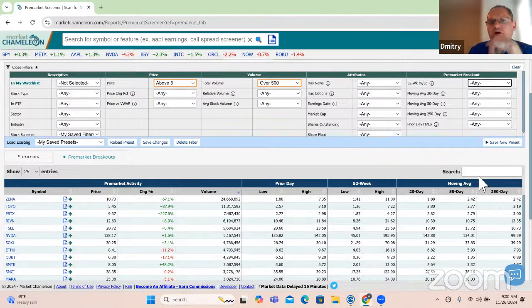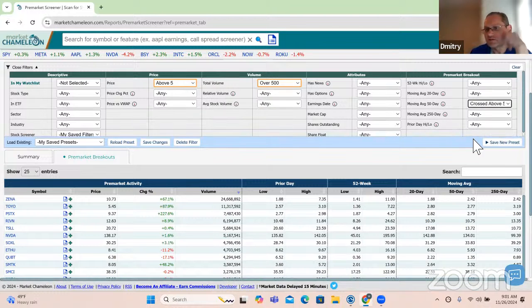And what if we wanted to look at stocks that are moving above its 20-day average, 50-day average, and 252-day average? So what this is looking at is wherever the stock was yesterday, did it cross over today, right? So we're looking for like a crossover. So let's say yesterday, wherever the stock closed, it was below the 50-day moving average, and it crossed in the pre-market above. Click on that.